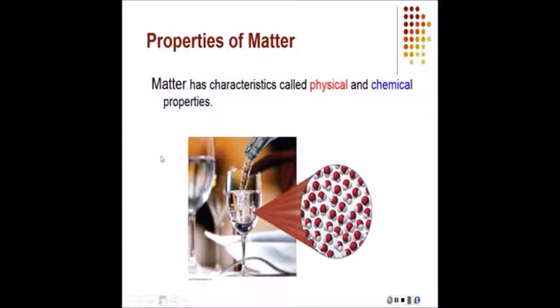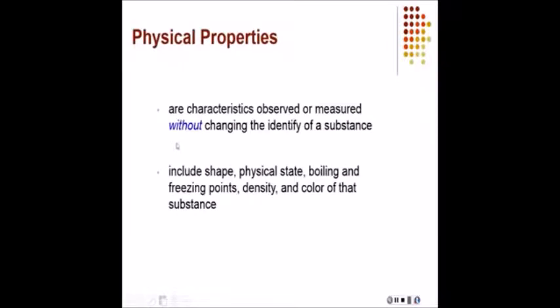Now we start the properties of matter. Properties can be physical or chemical. This is an example of a glass with water in it, and we see the water molecules in here. Now, physical properties are easily observed and measured without changing the identity of a substance. For instance, you could take the temperature of the water, or just note that it's a liquid. And here are some other examples. Shape, physical state, boiling and freezing points, density, and color of the substance. These are all physical properties.